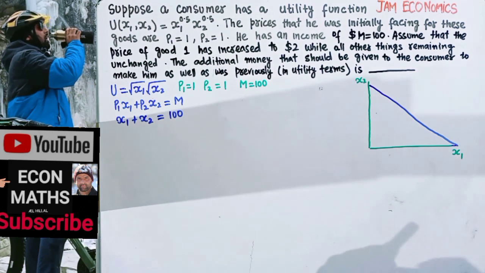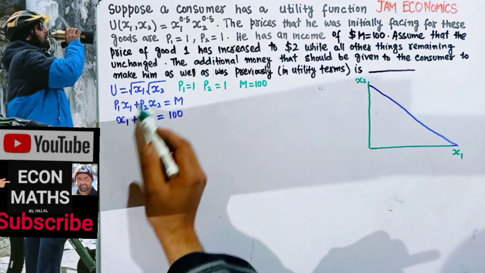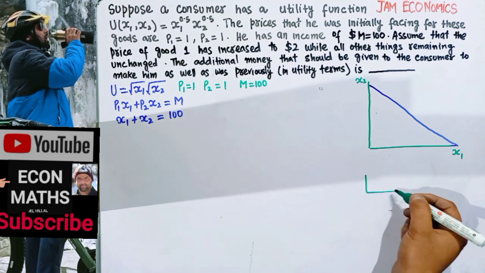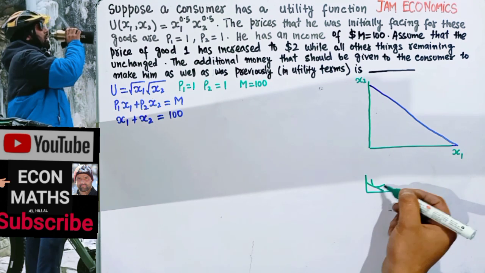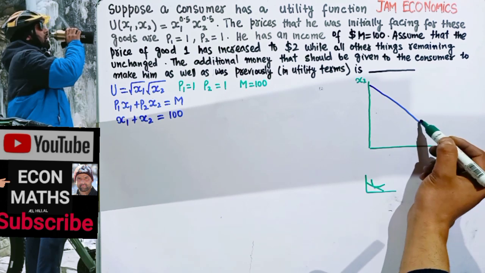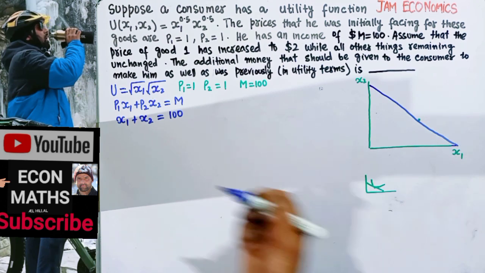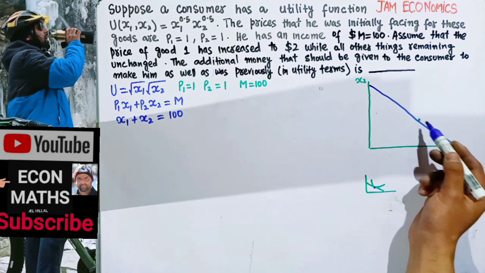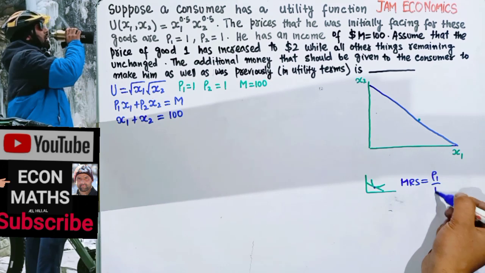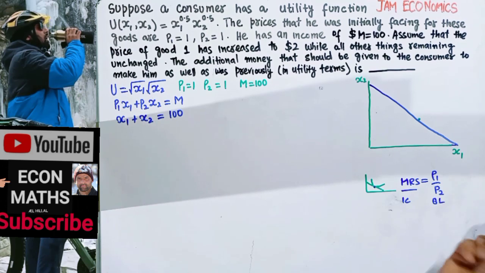Okay, now the optimal bundle, as you know, will lie where the indifference curve and budget line are tangent to each other. Okay, that means if we have this very graph, it is indifference curve, they should be tangent to each other. Let us say this is the point of tangency. I'm not drawing the indifference curve. Okay, so at this point our MRS should be equal to the ratio of the prices. That means slope of the indifference curve should be equal to the slope of budget line.